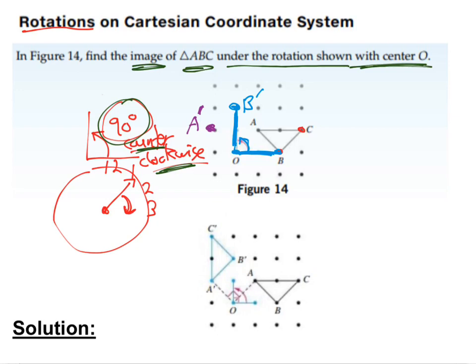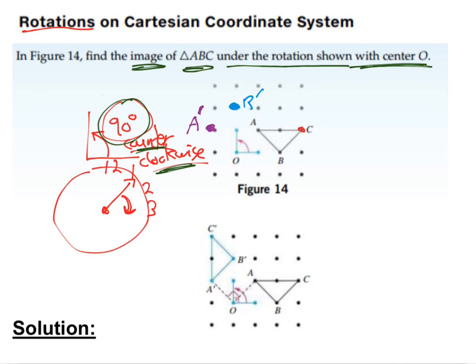So I rotated. We're rotating points by rotating an arm from the origin out to the original point. Then we rotate that arm 90 degrees, and then we can find where the new point is. Let's do it for C as well.